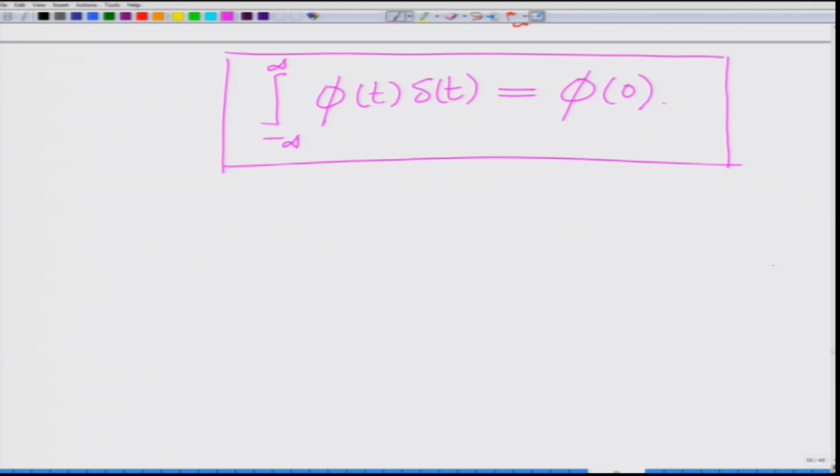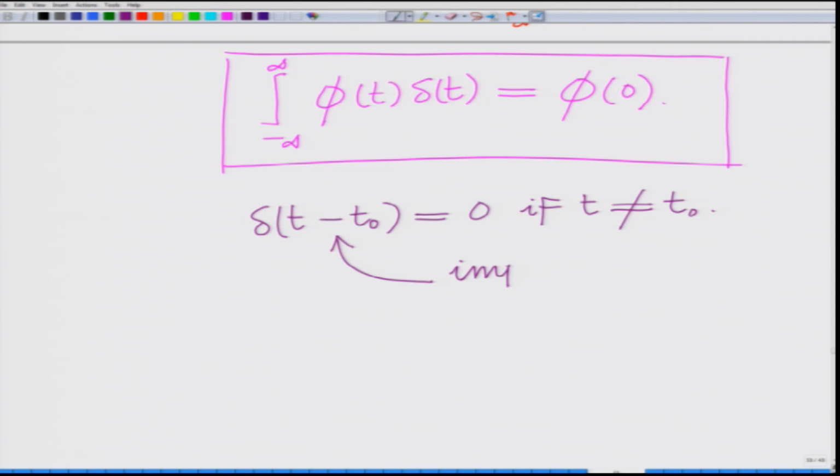So, that is for any function phi which is continuous at t equal to 0. Now, let us consider a shifted version of this impulse, that is shifted to t naught, that is delta t minus t naught. Naturally, this is 0 for every t not equal to t naught, correct. What is this? This is the impulse shifted to t equal to t naught.